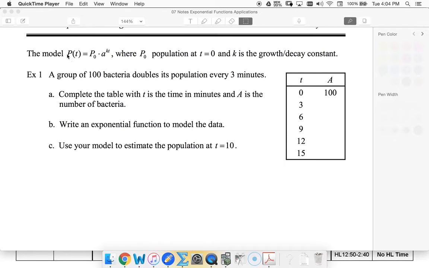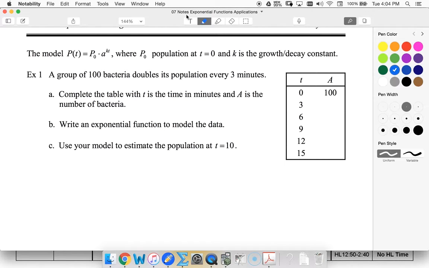So our new population is equal to the initial population. So P sub 0 is the initial population, because if I plug in 0, let's look at that. P of 0 is P sub 0 times a to the 0. k times 0, of course, is just 0. So we get P sub 0. So we call that our initial population.